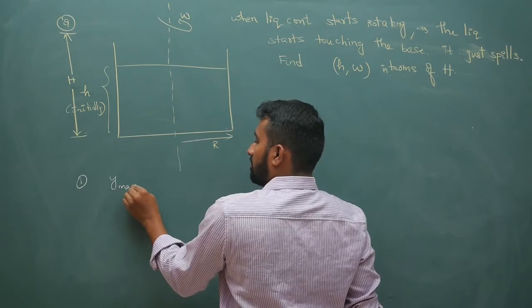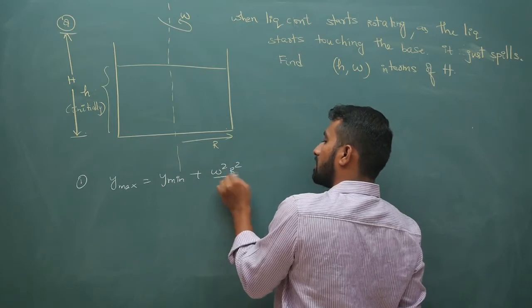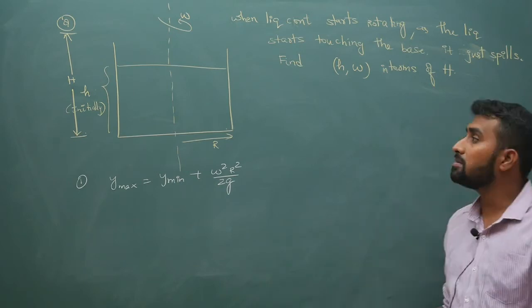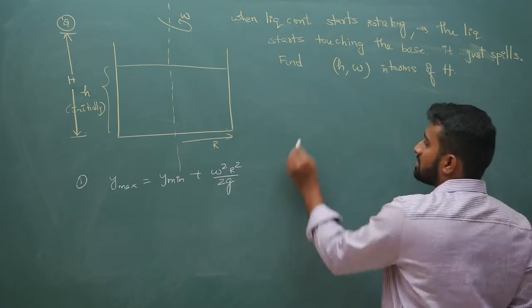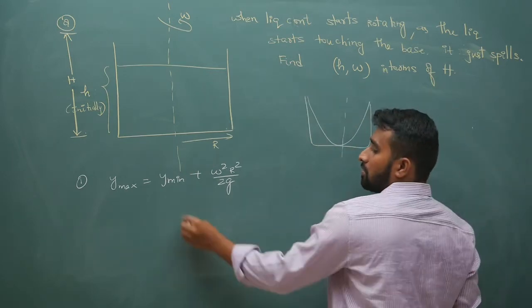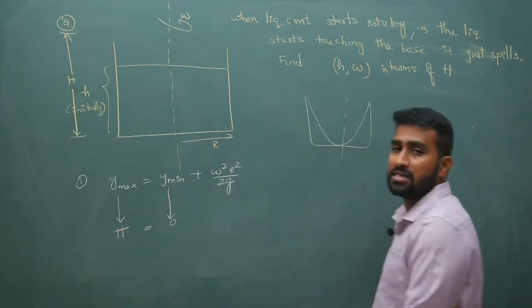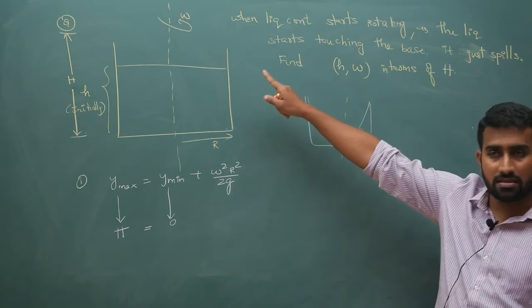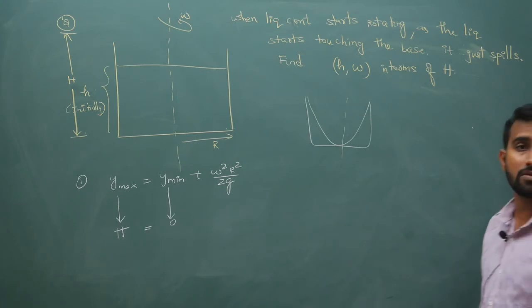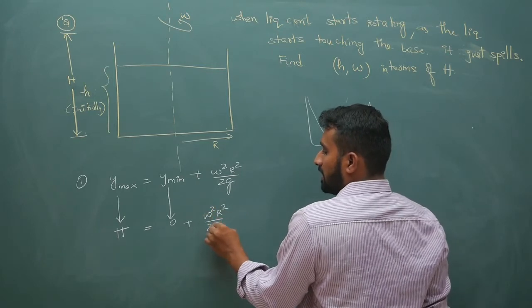We know that y max is equal to y1 plus omega square r square by 2g. Now, when liquid starts touching the bottom, because of the paraboloidal shape, the minimum height is 0. So y min is 0. At this point, the maximum height is h, because when liquid reaches the container height, only then it will start spilling out. So y max is equal to h. So capital H is equal to omega square r square by 2g.